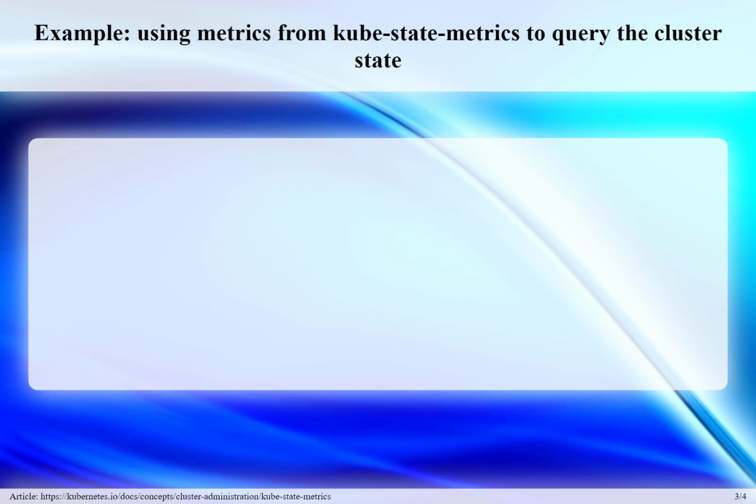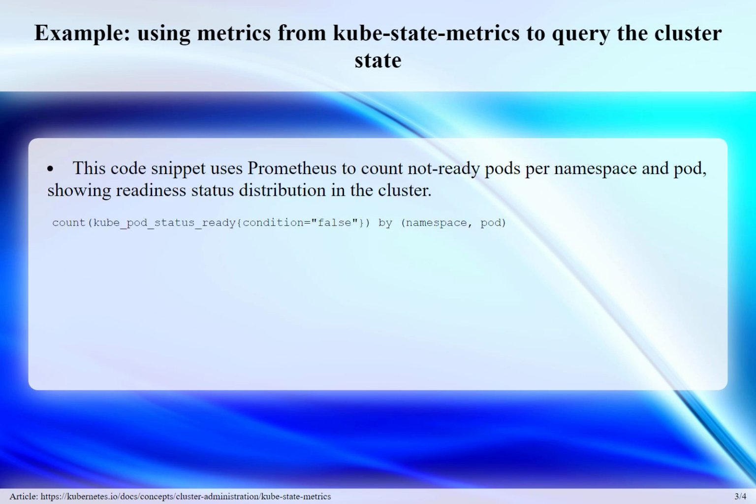Example. Using metrics from Kube State Metrics to query the cluster state. This code snippet is a Prometheus query that counts the number of pods that have a status of not ready in each namespace and for each pod. It groups the count by namespace and pod labels to provide a detailed breakdown of the readiness status across the cluster.